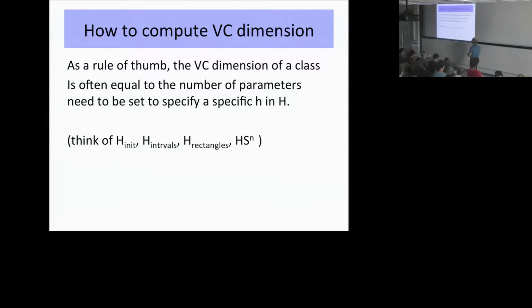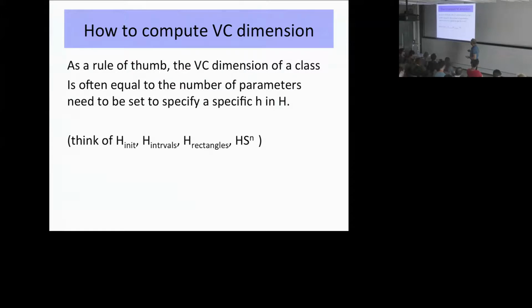And the rule of thumb says that the VC dimension of a class is often equal to the number of parameters that you need to set in order to specify a specific hypothesis in your class. So think, for example, of initial segments. How many parameters do I need to set in order to pick a single initial segment? Just one, which is the threshold. And indeed, the VC dimension is one.